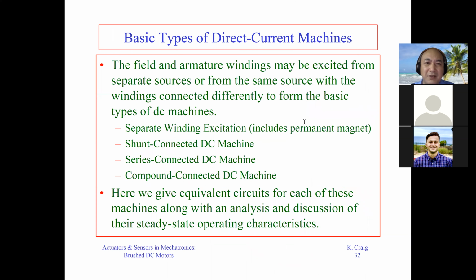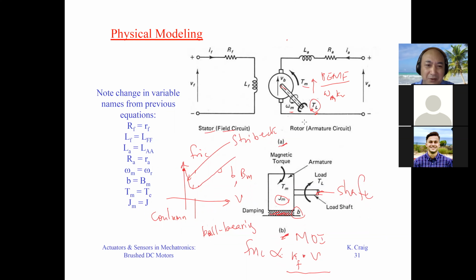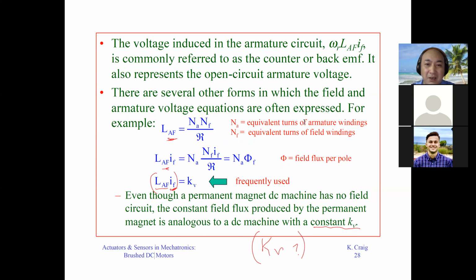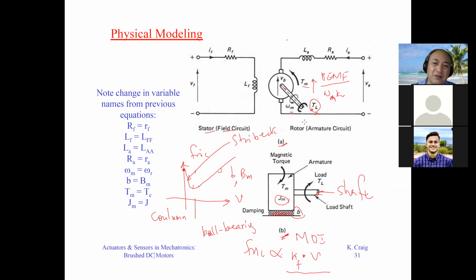So let's see the basic types. This is called physics-based modeling. We're going to develop a transfer function around the whole thing. So eventually I just look at the block diagram and say, I gave you VA as an input signal. What you gave me is omega M. What's inside here? What's the transfer function there? We are going to go through that.